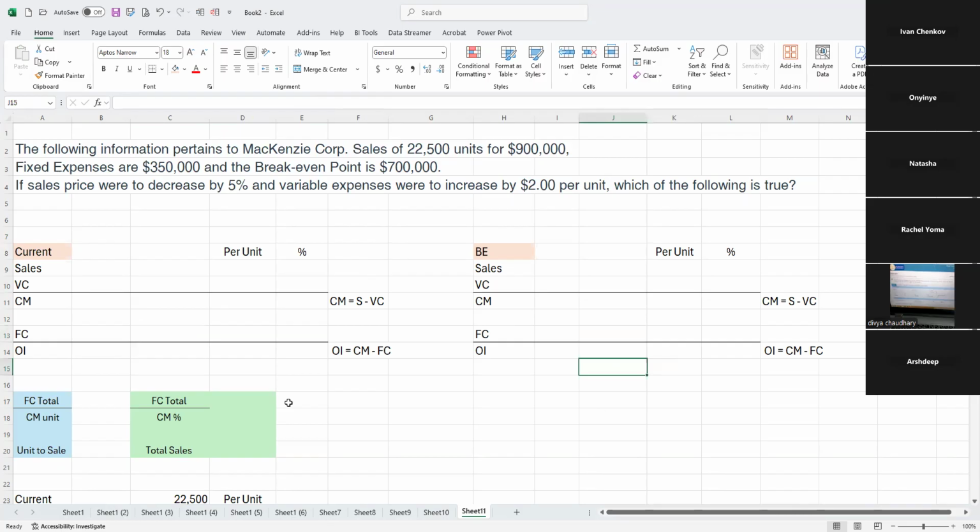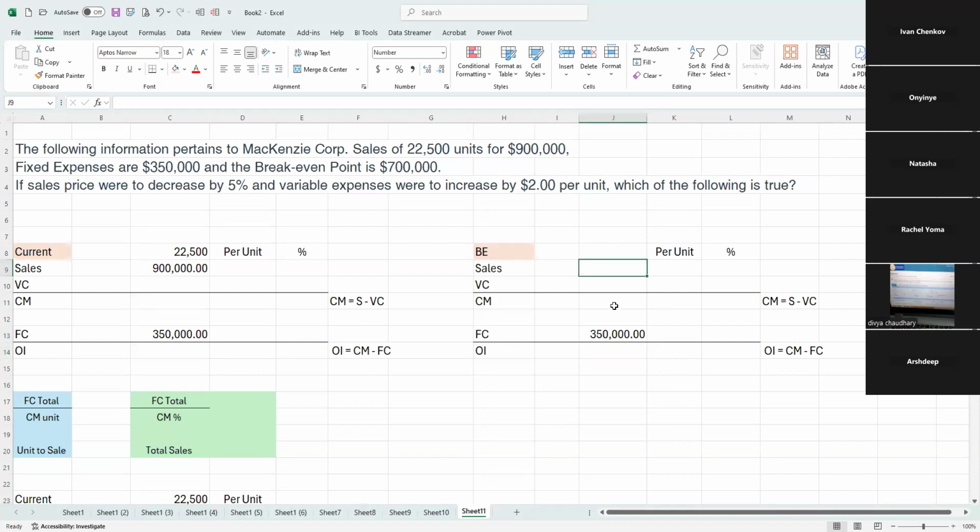So let's see now. How many units are we selling? 22,500. When we're selling 22,500, how much are my sales? 900,000. What else do I know? I know my fixed cost. How much is my fixed cost? 350. How will the fixed cost change between where I am and break even? Is it going to change? No, it's still going to be the same.